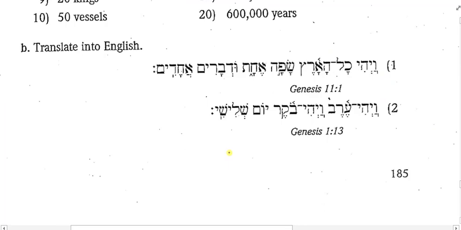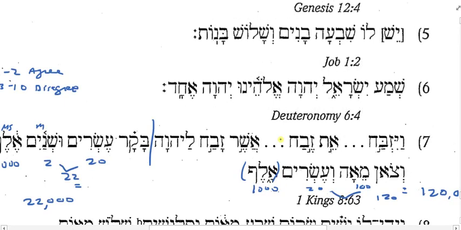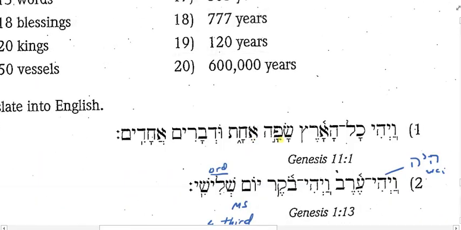Good. So on Ross, page 185, we have his translations into English here. So which ones of these do you want to go over? Number 1. Yeah, let's look at number 1. Okay. So Vayhi kol haaretz safa echat u'devarim achadim. Vayhi, there's my WCI of Haya, was. What was? Here's my subject, kol haaretz. What does that mean? All the earth. Okay, and then vayhi, all the earth was safa echat.